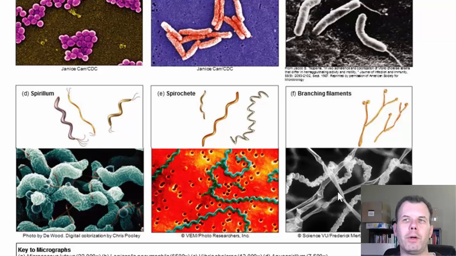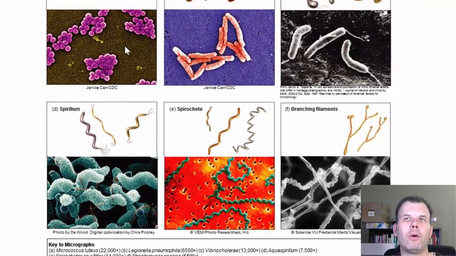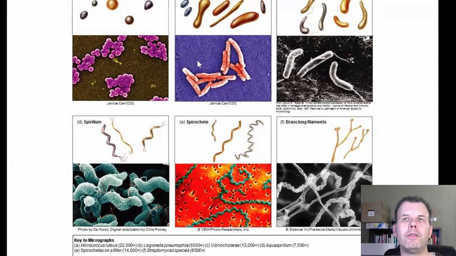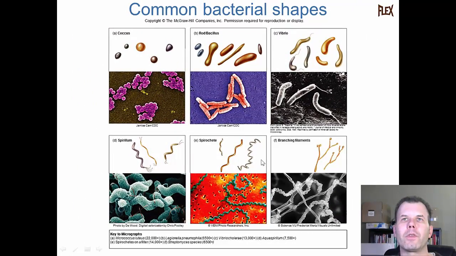And then you have some that are branching. This gives rise to some of the molds and things like this that we're going to talk about later on. But again, we see all these different things. The three main ones that I want you to know are cocci, bacillus, and spirillum. Okay, so those are the three main types. All right.